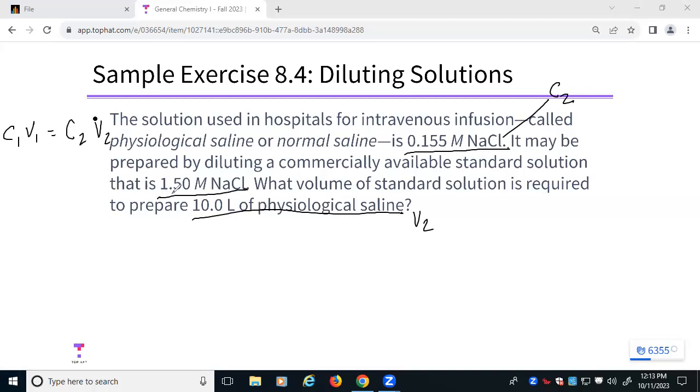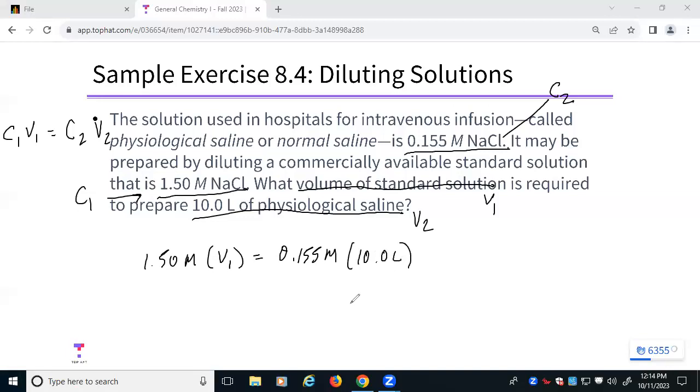Here's my stock solution. It's at 1.5 molar. So that's the original concentration. I'm trying to figure out the volume of standard solution. That would be my V1. So now that I have all the values, now it just becomes a matter of plugging them in. 1.5 molar sodium chloride times V1, because we don't know how much we're going to need, is equal to 0.155 molar sodium chloride, the normal saline, and we want 10 liters of this stuff.